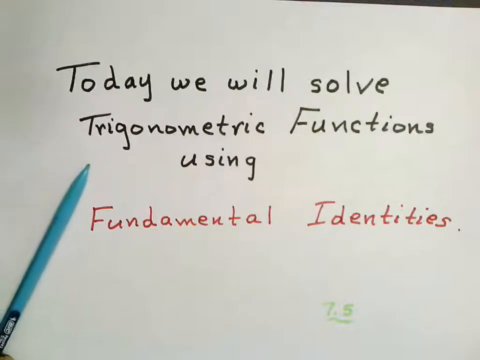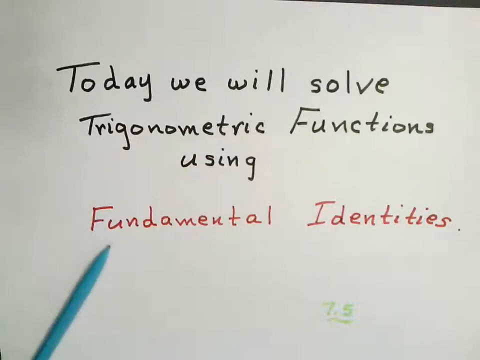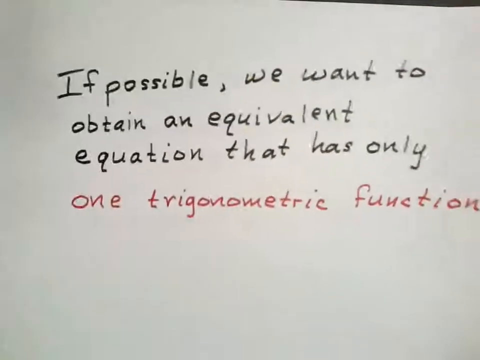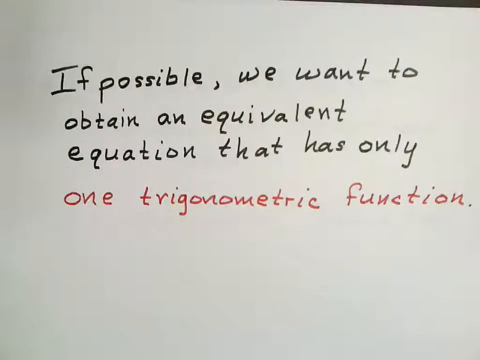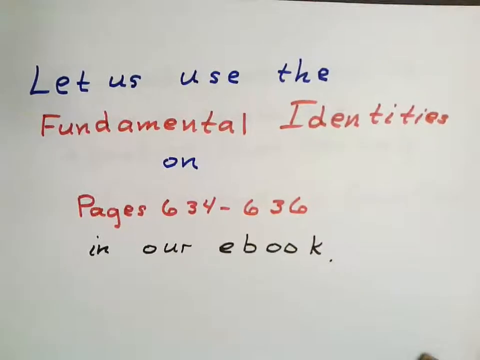Today we will solve trigonometric equations using our fundamental identities. If possible, we want to obtain an equivalent equation that has only one trigonometric function in it. And we're going to be using our fundamental identities found on pages 634 through 636 in our ebook. And they look like this.